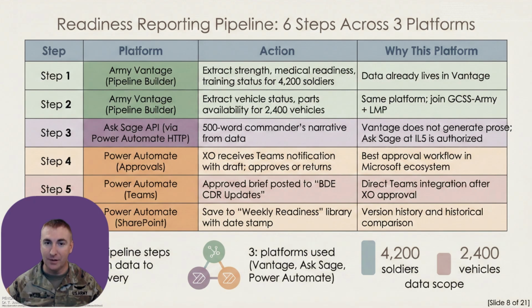6 steps, 3 platforms. Here is the key insight. Steps 1 and 2 pull data from Vantage because the data already lives there. 4,200 soldiers and 2,400 vehicles. Step 3 calls Ask Sage through Power Automate because Vantage cannot generate narrative prose. Step 4 routes to the XO for review because no AI-generated brief goes to the commander without human approval. Steps 5 and 6 deliver and archive. Each platform was chosen for what it does best. Now let me show you the numbers behind Step 3.